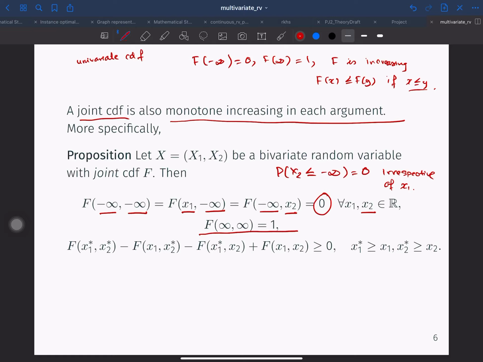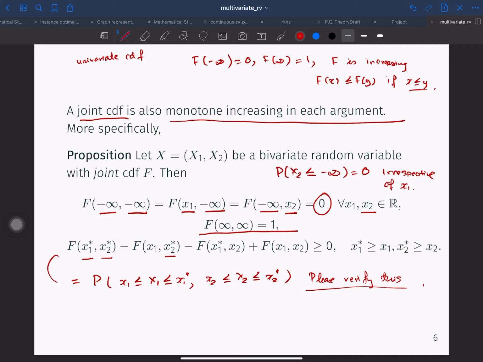The third condition here looks a little bit surprising and strange, due to these four terms, x1 star, x2 star, x1, x2 star, and so on. This is nothing more than the probability that x1 is less than capital X1, which is less than x1 star, and x2 is less than capital X2, which is less than x2 star. So please verify this. This is what we meant by this condition, and that is why it is bigger than or equal to 0.